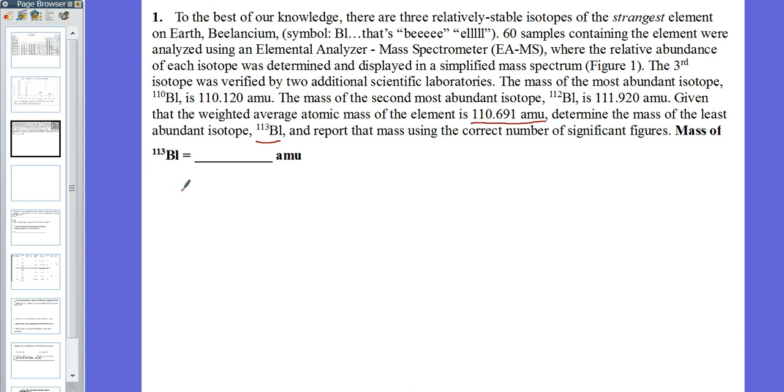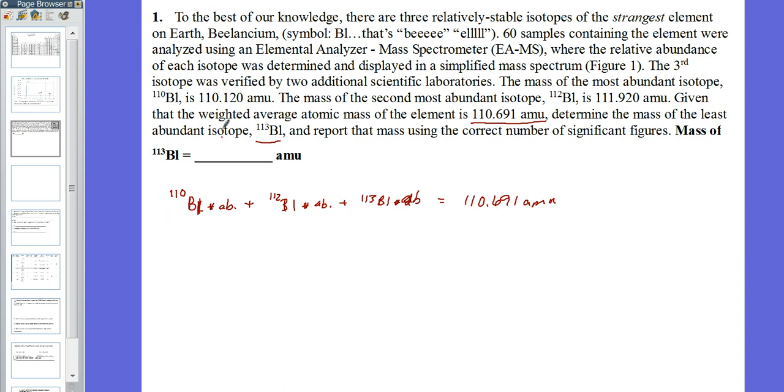So you're looking at the Bl-110 times its abundance, added to the Bl-112 times its abundance, plus the Bl-113 times its abundance. That is all going to add up to 110.691. We're given everything that we need with the figure and the problem in the written words here.